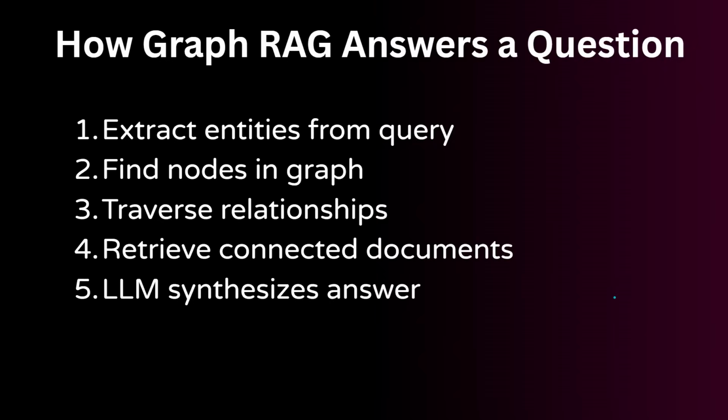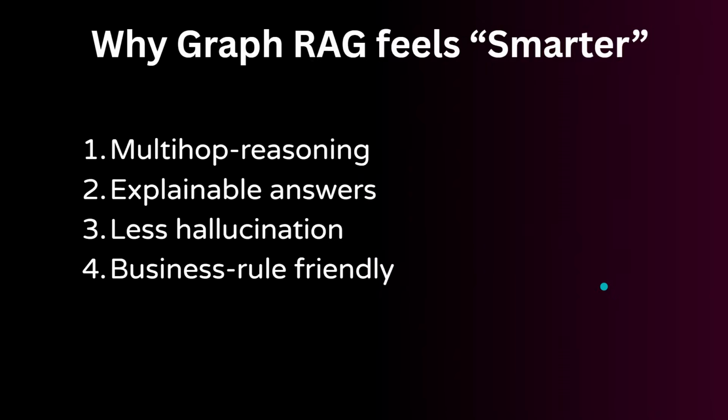And in step 5, the LLM synthesizes the answer. Finally, the LLM combines the structured graph data with the retrieved document chunks to generate a grounded multi-hop answer. In essence, Graph RAG turns a question into a structured reasoning problem, retrieves the right information, and lets the LLM reason over both structure and content. That's why it's so much more reliable than classic vector-only RAG.